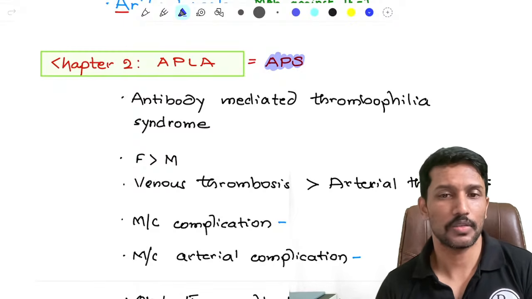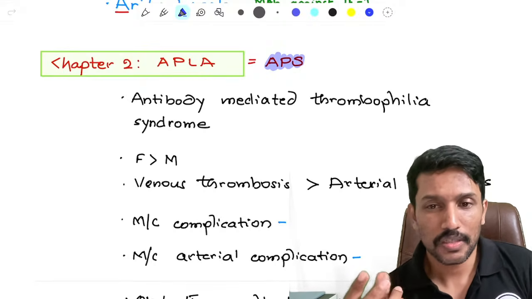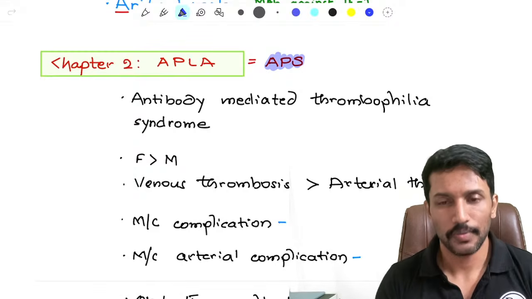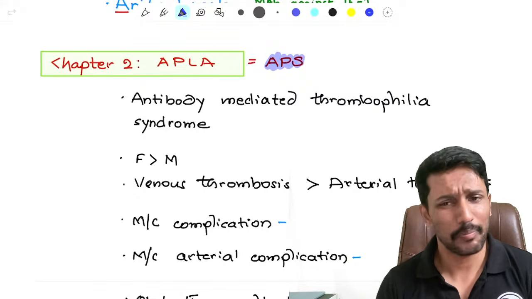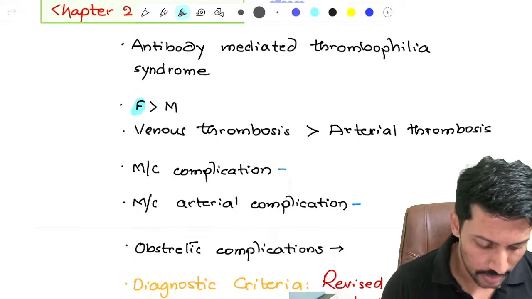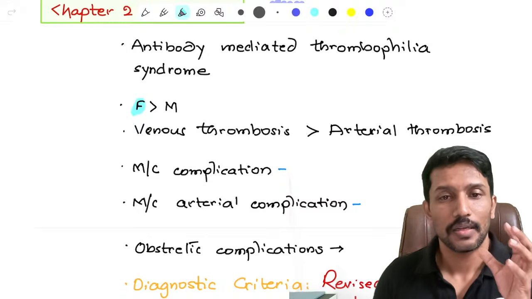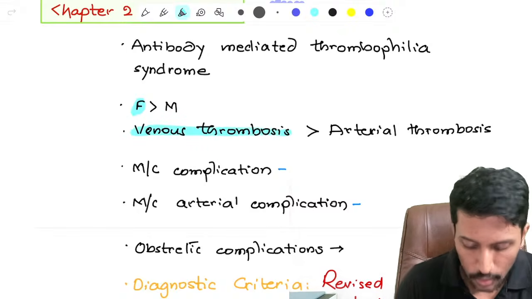So APLA or APS is also one such condition where the increased propensity to develop clots is because of formation of certain antibodies in the body, which can happen in SLE or without SLE. And being associated with SLE, APLA or APS is more common in females than males. And in these patients, the clots in the venous system develop more commonly than arterial, but arterial clots also happen.